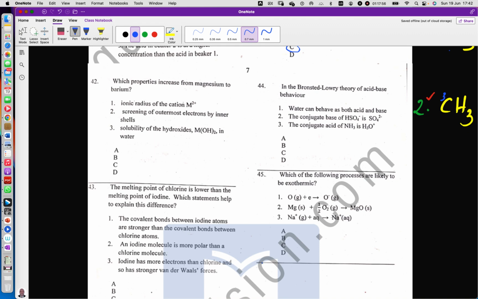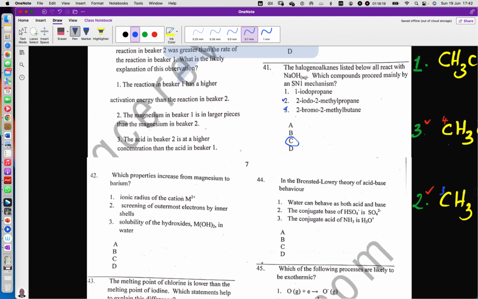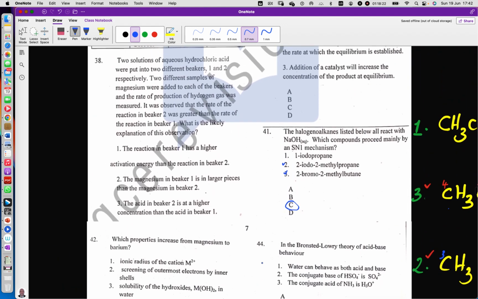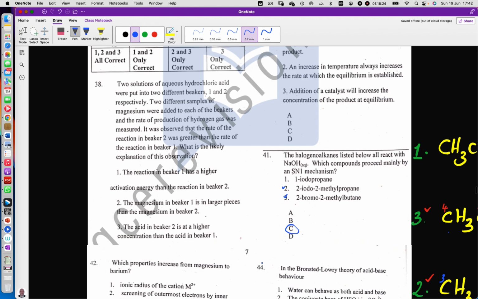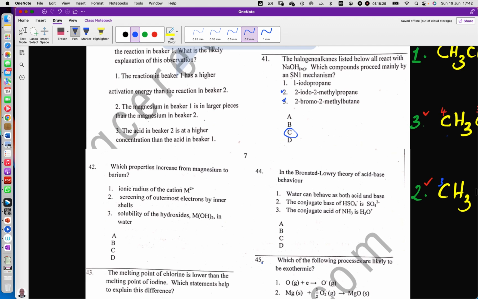Question number 42. Which property increased from magnesium to barium? So the property that will increase from magnesium to barium, that's 42.